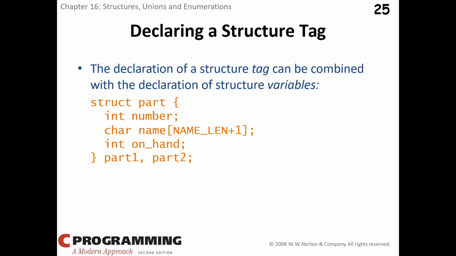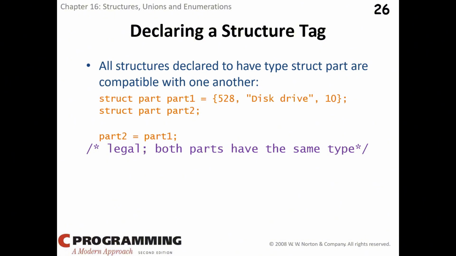This ensures the structure definition is complete before moving on to the declaration of structure variables. Now let's discuss the compatibility of structures declared with the same structure tag in C programming. All structures declared to have the type struct part are compatible with one another, and this means that if we declare multiple structure variables using the same structure tag, they can be used interchangeably, and assignments between them are valid.